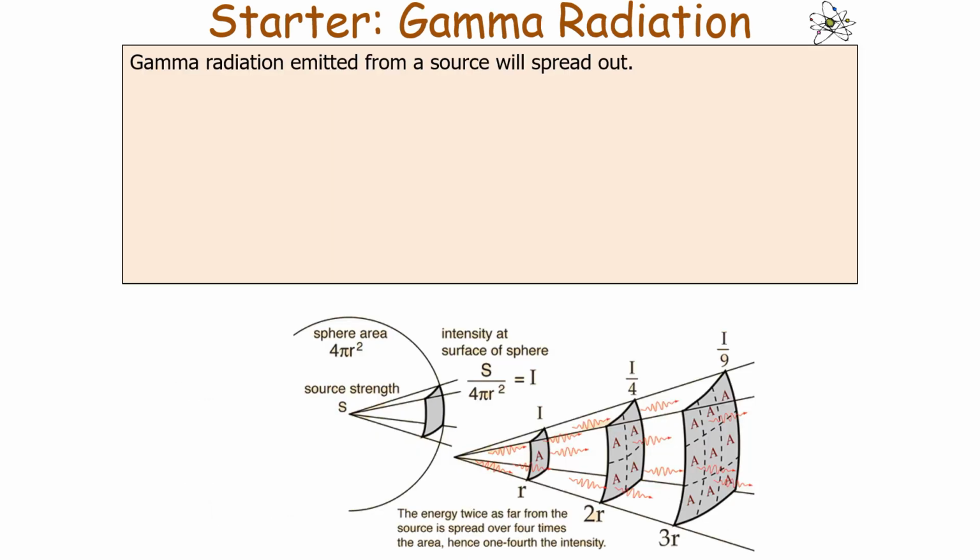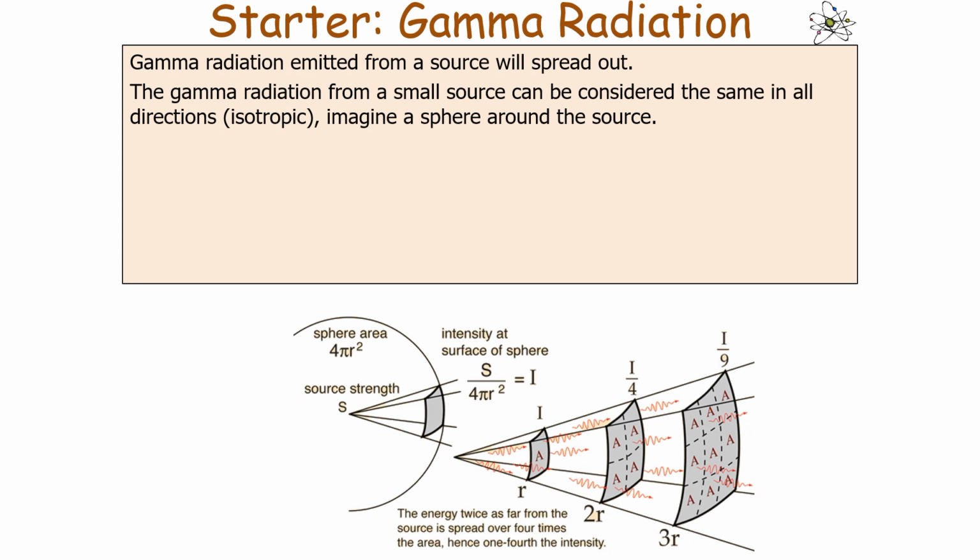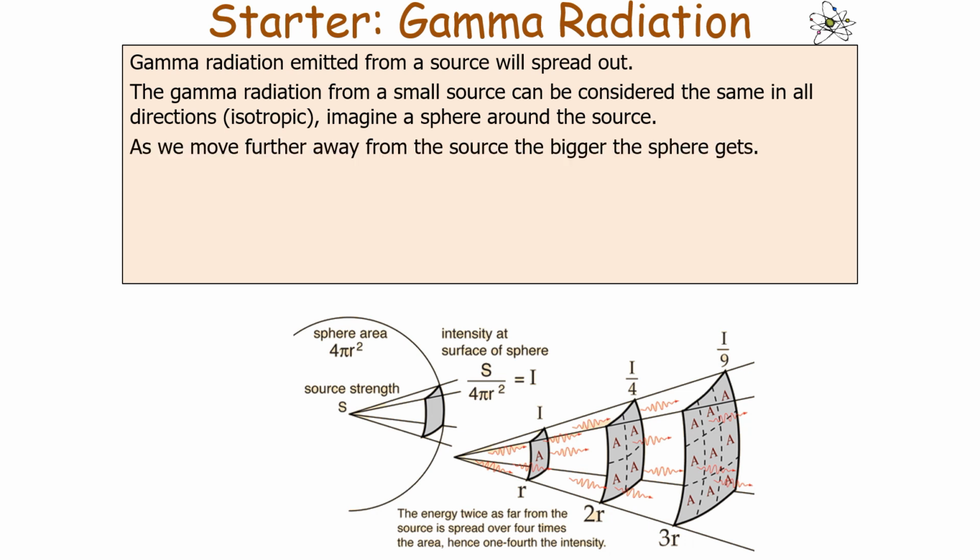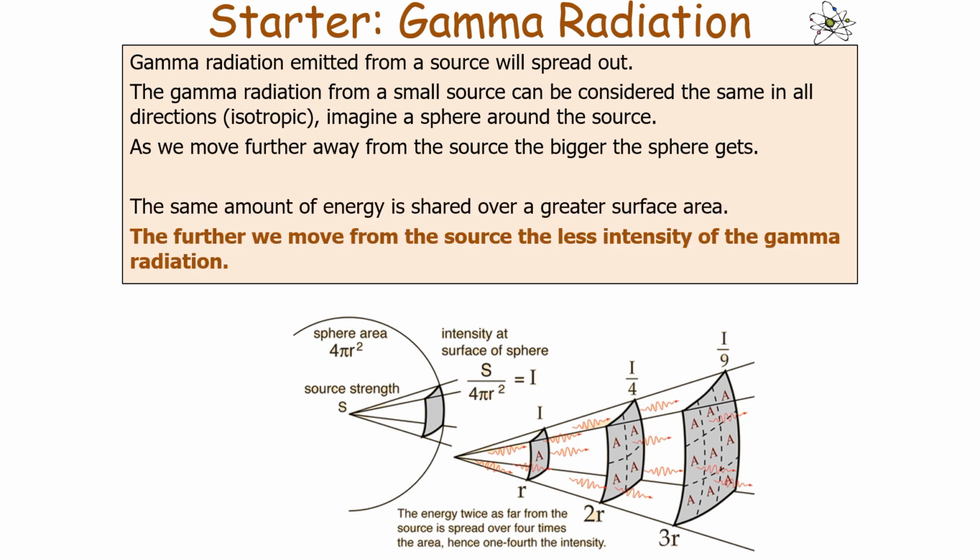So let's just summarize what we've learned so far. Gamma radiation emitted from a source will spread out. The gamma radiation from a small source can be considered the same in all directions. It's isotropic, so you can therefore imagine a sphere around the source. As you move further away from the source, the bigger the sphere gets. So the same amount of energy, the same amount of photons, is shared over a greater surface area. So the further we move away from the source, the less the intensity of gamma radiation.